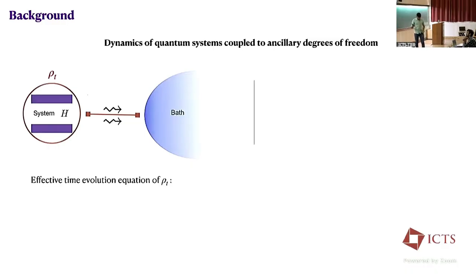And in such a setup, you can ask a question: what is the effective time evolution equation of the system state rho t? And this is the question that underpins the field of open quantum systems and master equations. And throughout the years, it's a few decades old, there are many master equations that people have written.